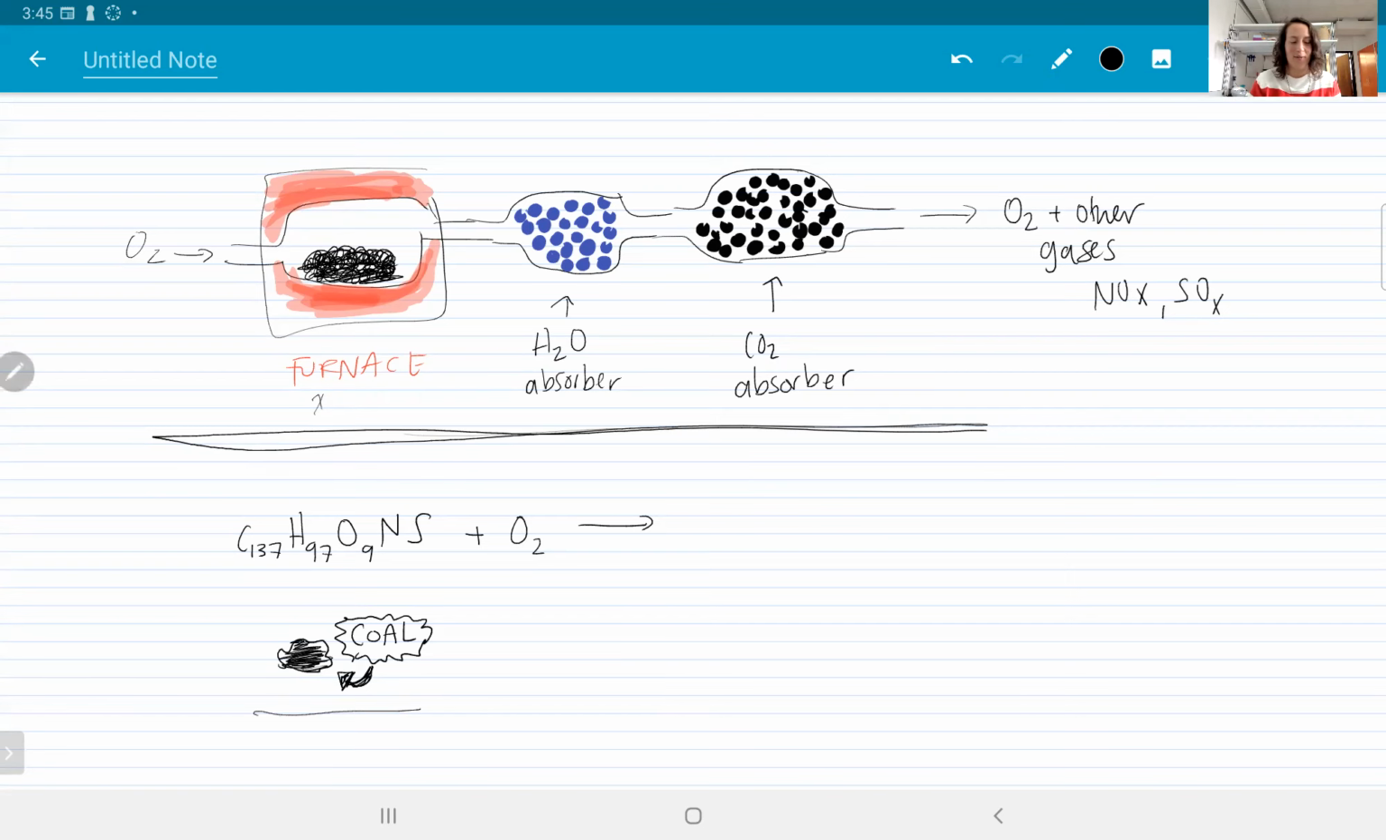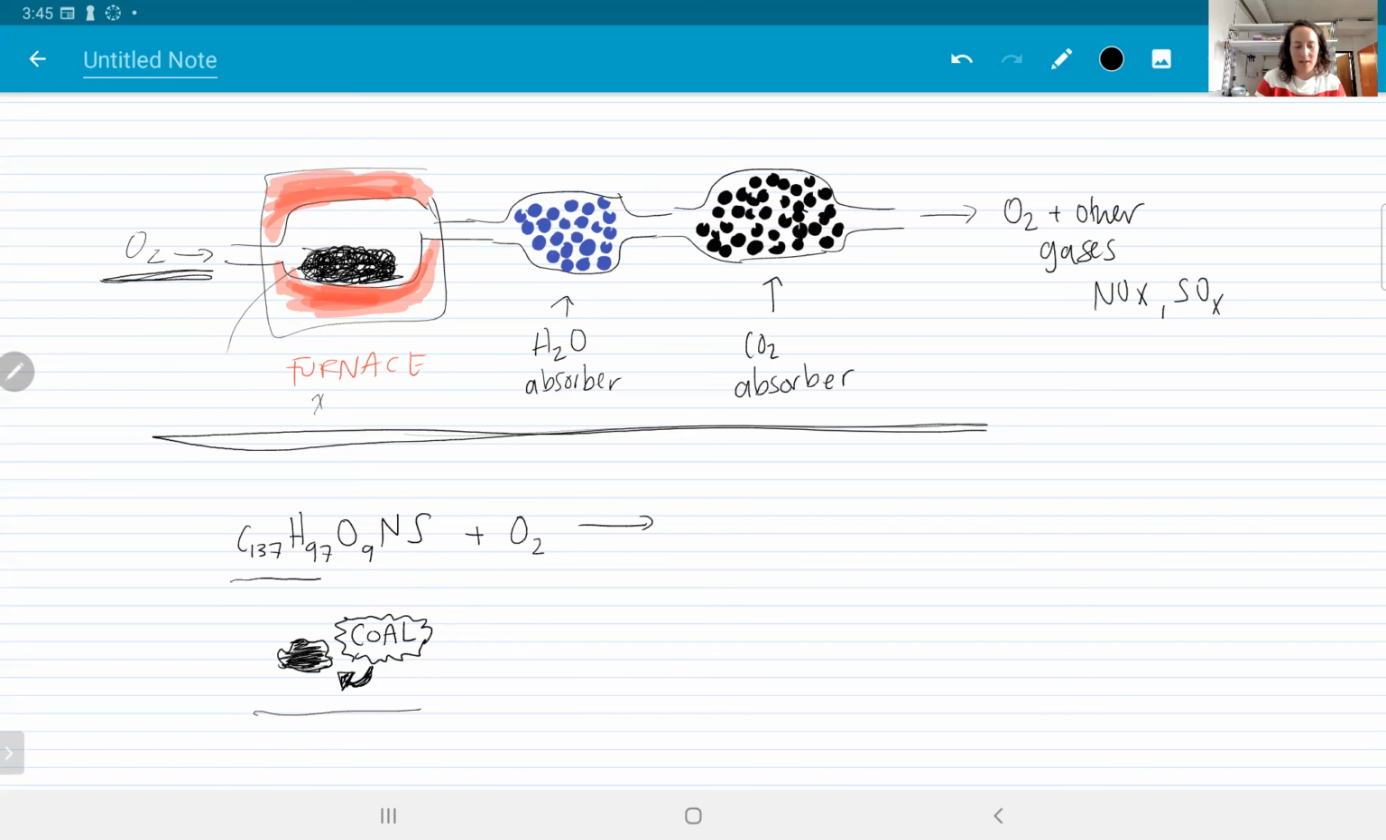Coal is used to power plants, and the molecular formula for coal is something like this: C137H97O9NS. So we can put coal in our combustion analysis chamber, in our furnace here. If we funnel in lots of oxygen and heat up that furnace, the coal will undergo an oxidation reaction to form products.